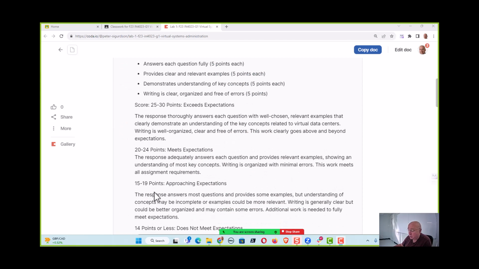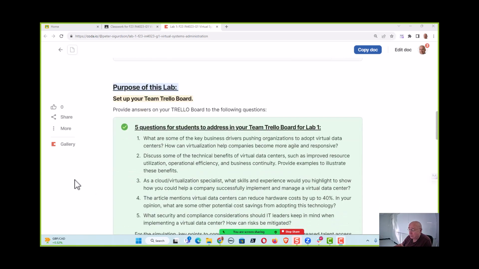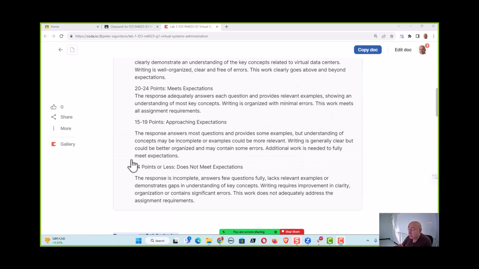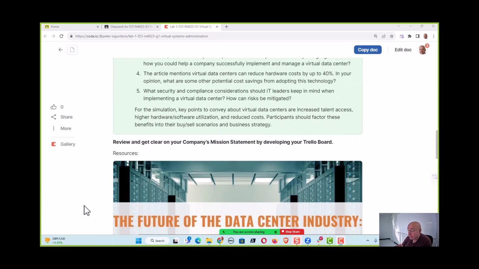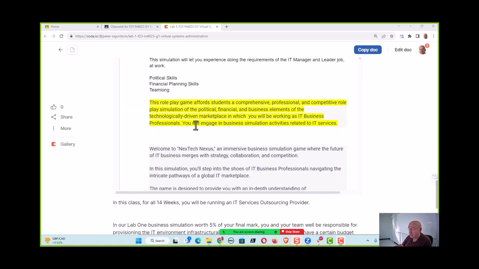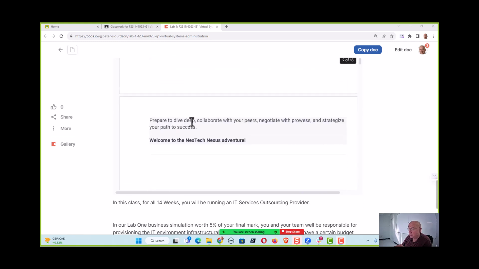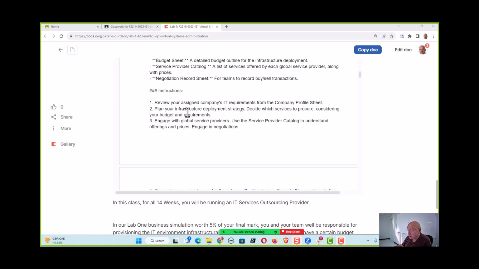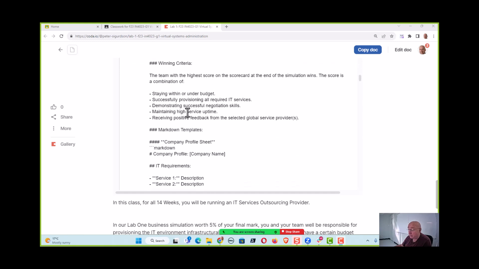If you don't remember where that is, go and find it. Let's see where your team link is. Yeah, it's right here. So Next Tech Nexus, the global IT services marketplace business simulation. Right, we went over this on week 1. And all your team people are there.